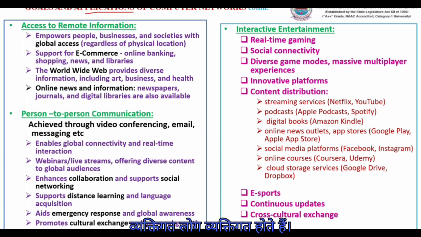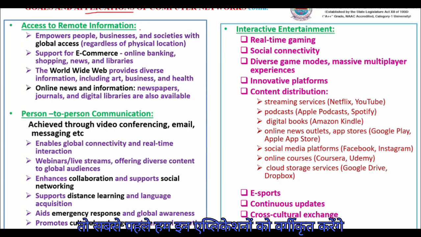Now these are the applications, how individual people use it. They may be individual people, or they can be the employees or people associated with organizations.